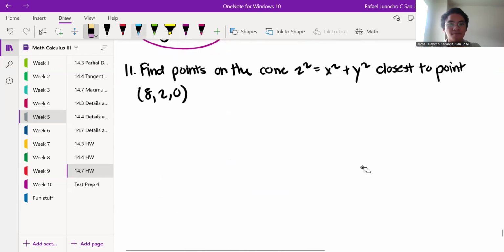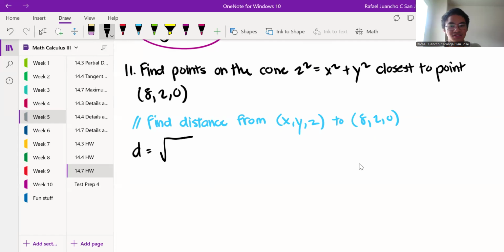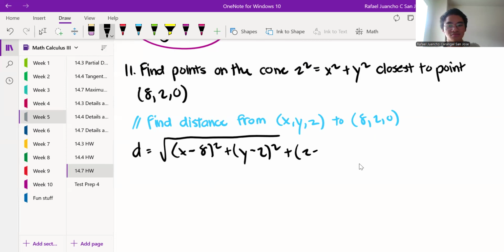So I quickly do that. So find the distance from xyz all the way to this point, 8, 2, 0. Here we just use a distance formula. As simple as that. So I do x minus 8 squared, y minus 2 squared, z minus 0 squared. I'm just gonna complete the whole thing. Let me see if that's what it's trying to do. I don't want to get ahead and then I see that, oh my god, I'm wrong.